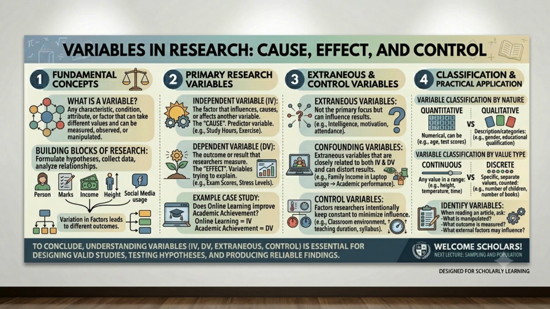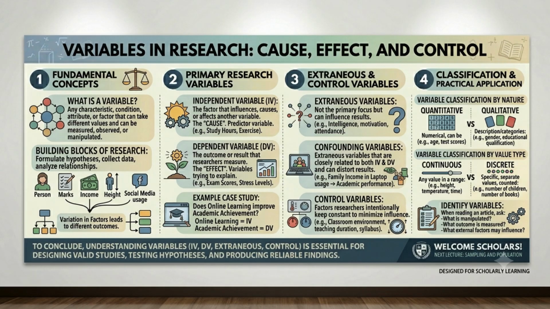Let us consider another example. Suppose a researcher wants to determine whether online learning improves academic achievement. Here, online learning serves as the independent variable, while academic achievement serves as the dependent variable. The researcher examines whether changes in the teaching method lead to changes in student performance.